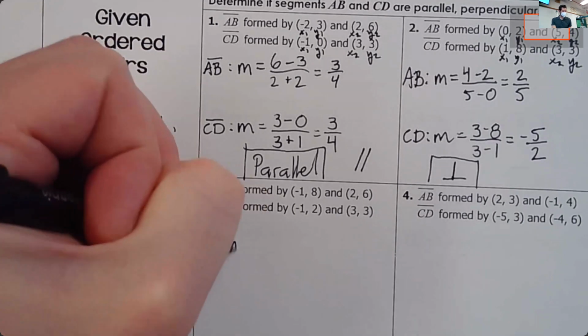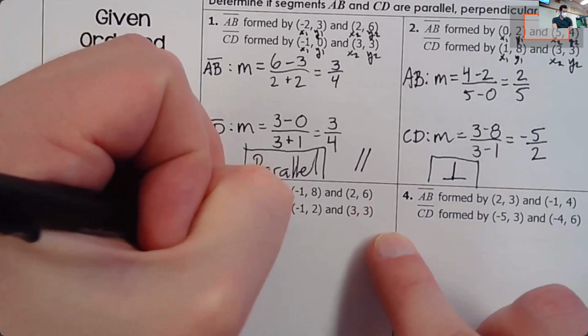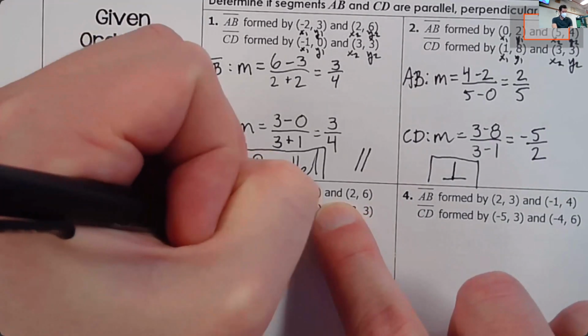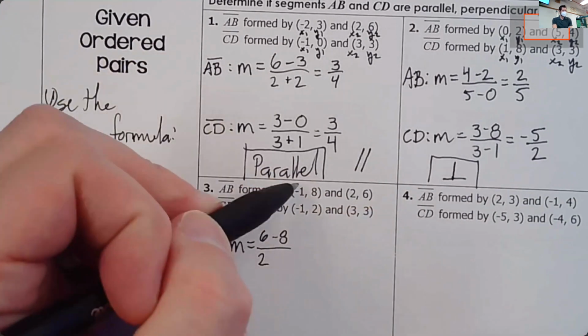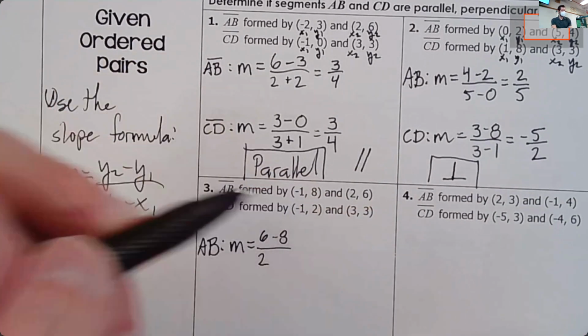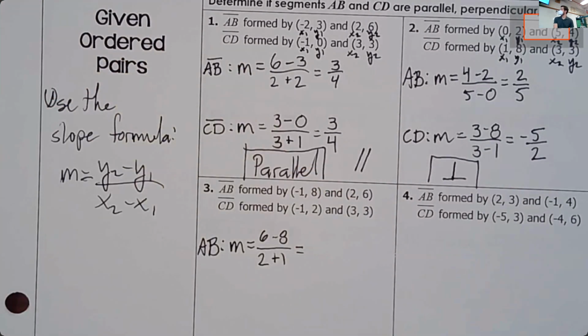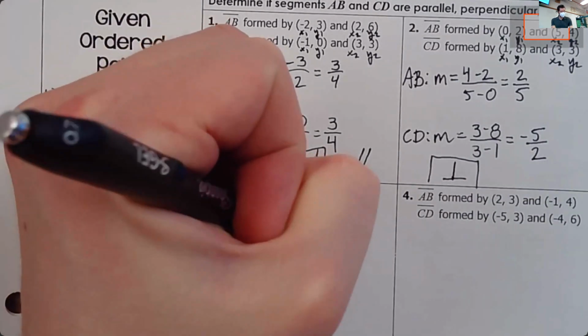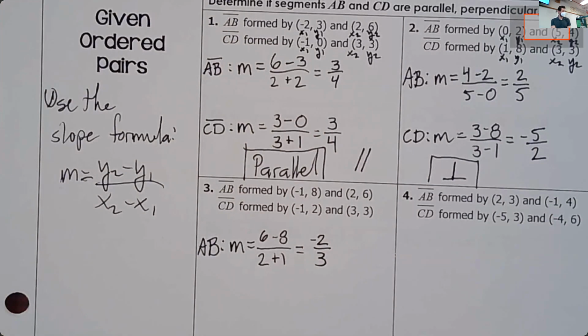So for number 3, our slope m is going to be y2, 6, minus y1, 8, over x2, 2, minus x1, of -1. So 2 minus -1 would be 2 plus 1 for the denominator. So 6 minus 8 over 2 plus 1. 6 minus 8 is -2. 2 plus 1 is 3. So that is a slope of -2/3 for that first line.